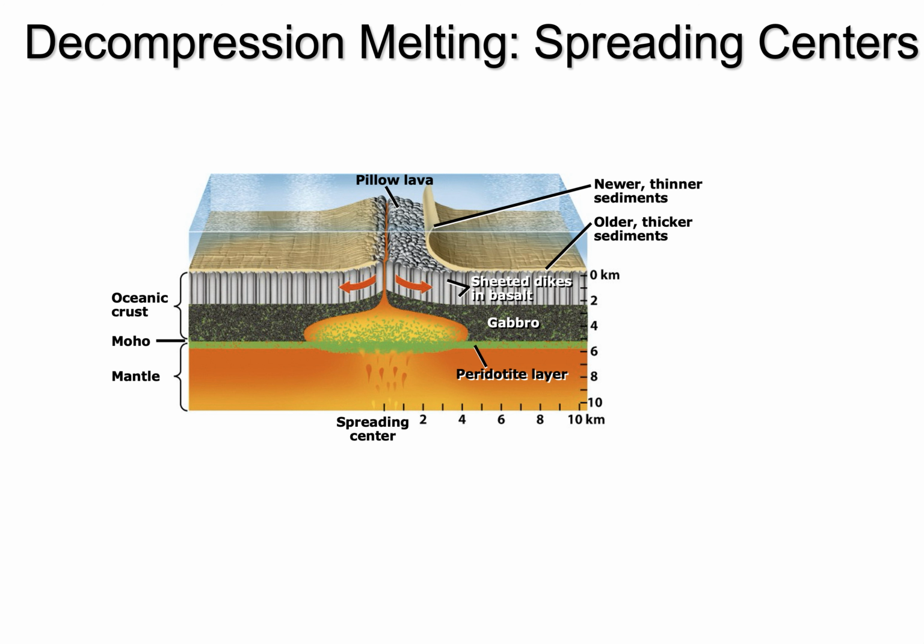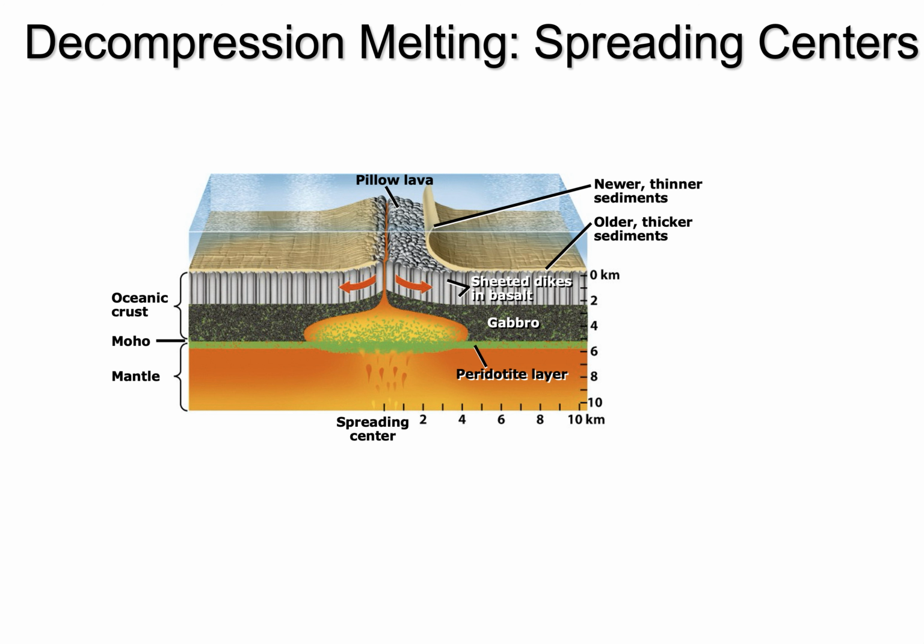So we have here at the top newer, very thin sediments. At the middle, at the spreading center, we have at the top here pillow lavas. We have the formation of pillow lavas there because the melt cools down very fast due to the contact with oceanic water, and therefore you are forming these pillows. And below the pillow lavas you have then the sheeted dikes in basalts, that is in the upper 2 kilometers.